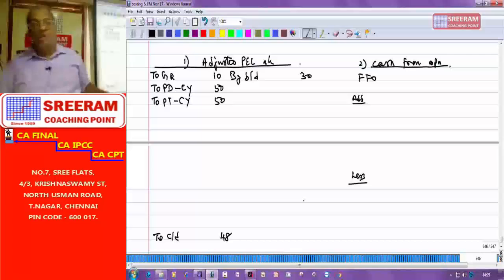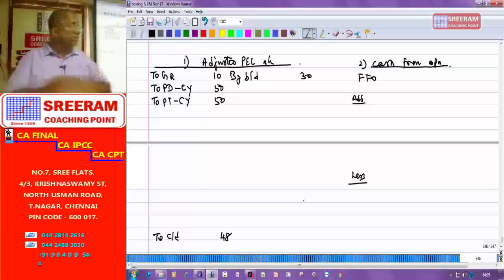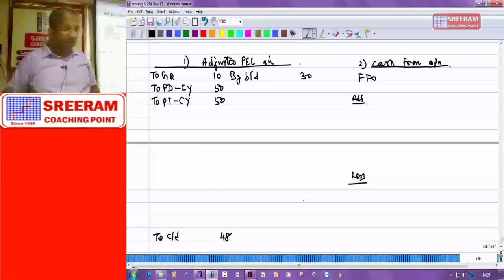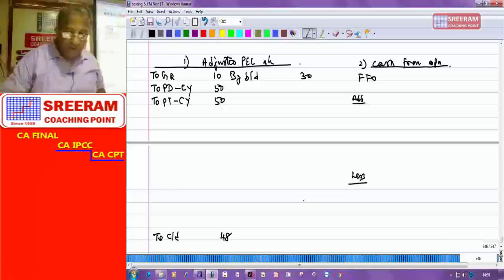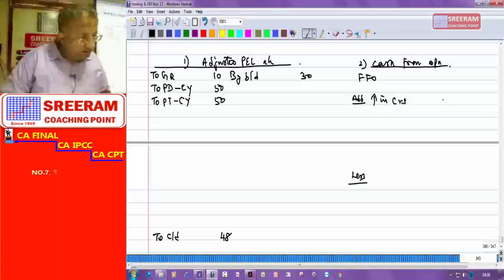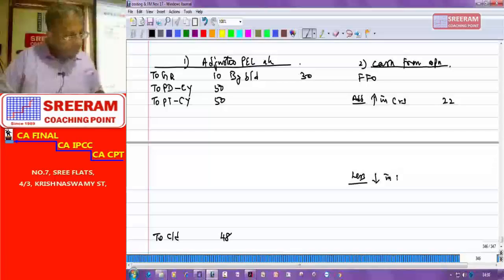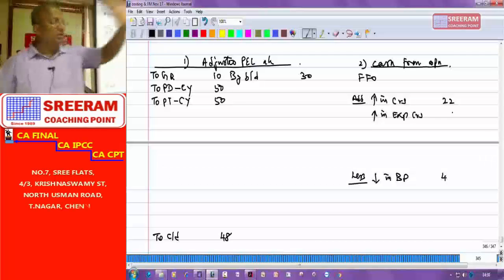So sundry creditors going up, whether it will result in inflow or outflow. Remember that discussion that we have made. So we have taken up somebody's money. Liability increased. So therefore somebody's money that we have taken means inflow or outflow? Inflow. Increase in creditors. How much? 22. Next. Bills payable decrease. Less. Liabilities for expenses 6. That's all liabilities are over.